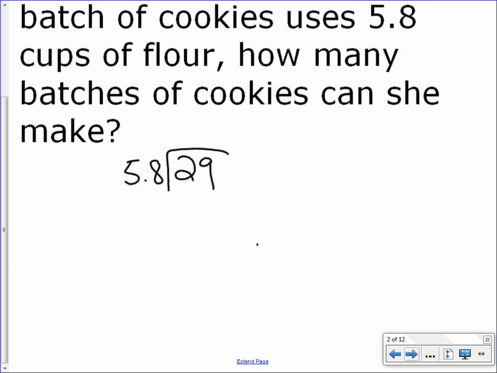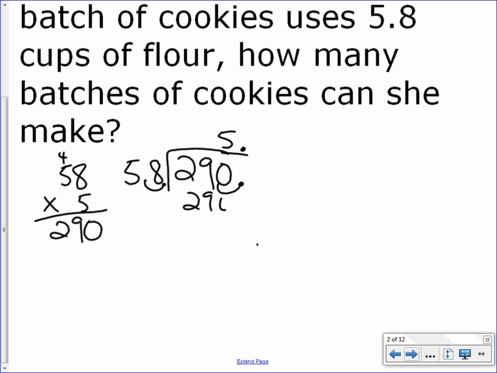All right, so I'm going to first move my decimal on the outside, move it 1 time, which I also have to do under the division symbol. Add a 0 and bring the decimal up. It just so happens that this is an even number because 8 times 5 is 40, 5 times 5 is 25, plus 4 is 29. So my answer here is a nice round 5. So your answer is 5 batches.